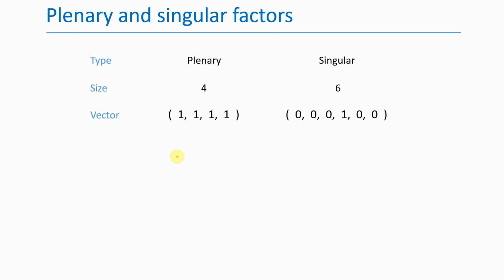A factor is represented mathematically by a vector. Here are 2 examples. On the left, we have the vector 1, 1, 1, 1. On the right, we have the vector 0, 0, 0, 1, 0, 0. Every factor has a size and a type. The size is the number of components in the vector. So the vector on the left is size 4, and the vector on the right is size 6.